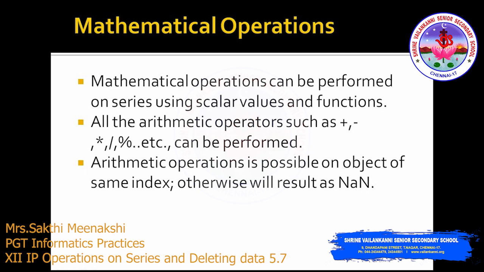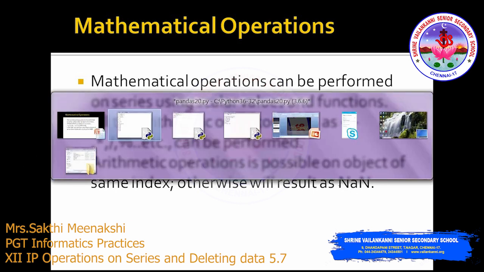Arithmetic operations are possible only on objects of the same index. If you are adding two series, both series are added based on the index. Otherwise it will result as NaN. So let's see this with an example.